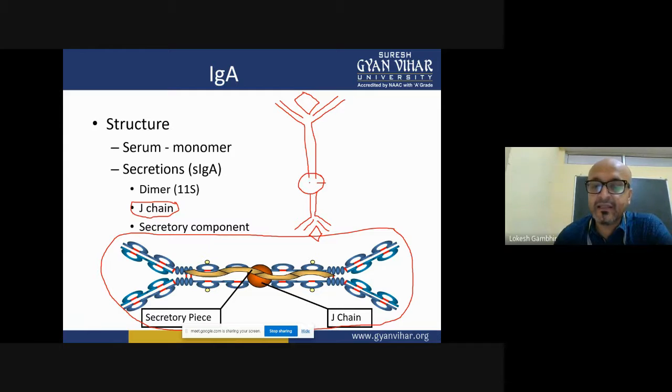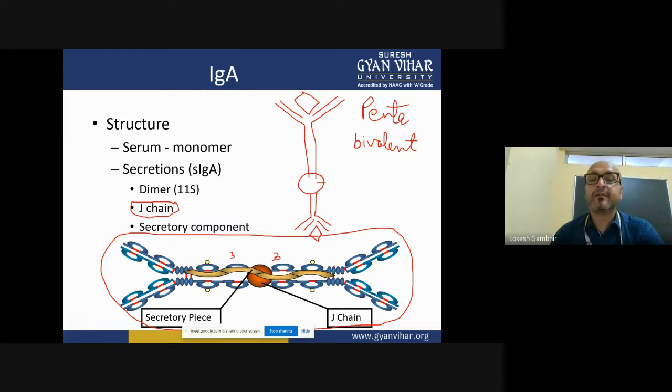Now the J chain is linking the constant region number 3 of both the immunoglobulins. So the tail piece is now linked by the J chain. Because there are two components of immunoglobulin A, it is bivalent. We were calling IgG as monovalent, we called IgM as pentavalent, and IgA is bivalent because of two units.